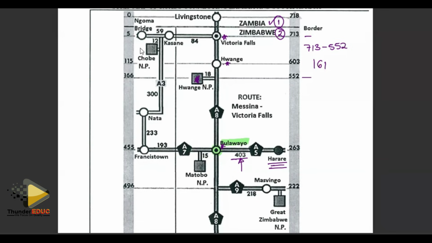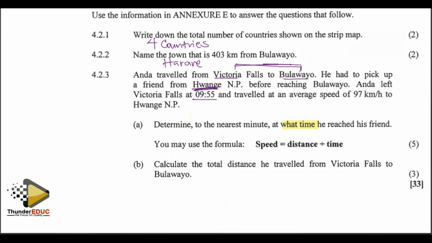So he has traveled, but then he goes to the national park. When he picks up a person from the national park, let's see, he traveled from Victoria Falls to Bulawayo. He had to pick up a friend from Ingwe National Park before reaching Bulawayo, and left Victoria Falls at this time and traveled at an average speed of 97. Determine to the nearest minute at what time he reached his friend. Remember, the person is traveling from Victoria Falls to Bulawayo. His friend is not in Bulawayo. The friend is in Ingwe National Park.